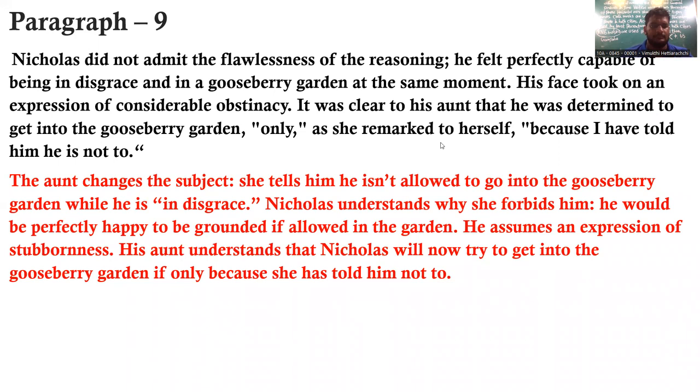Right. Para number 9. Is there anyone who is still writing? Para number 9. Nicholas did not admit the flawlessness of the reasoning. Flawlessness means without having any weaknesses. He felt perfectly capable of being in disgrace and in a gooseberry garden at the same moment. His face took on an expression of considerable obstinacy. It was clear to his aunt that he was determined to get into the gooseberry garden. Only, as she remarked to herself, because I have told him he is not to, right?